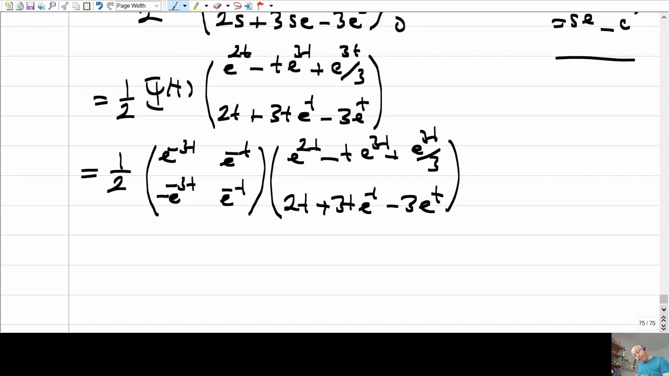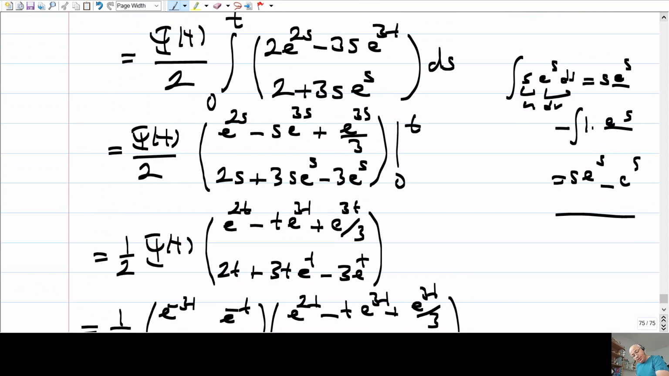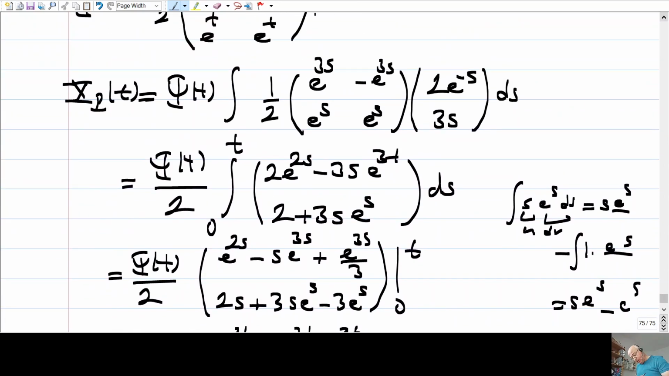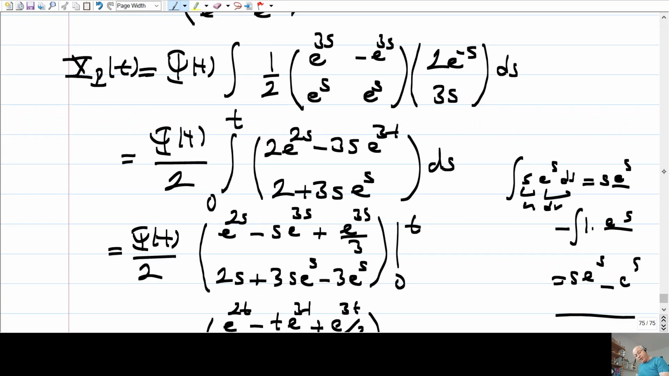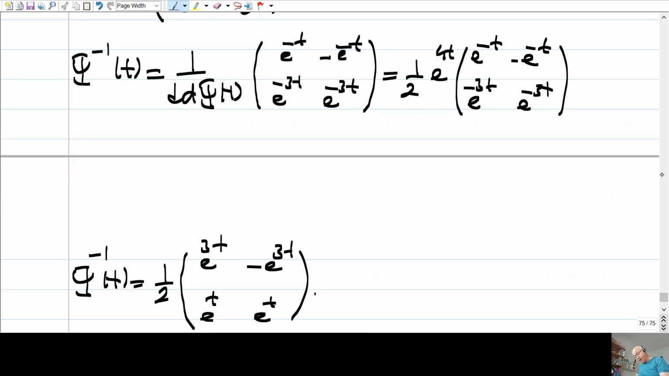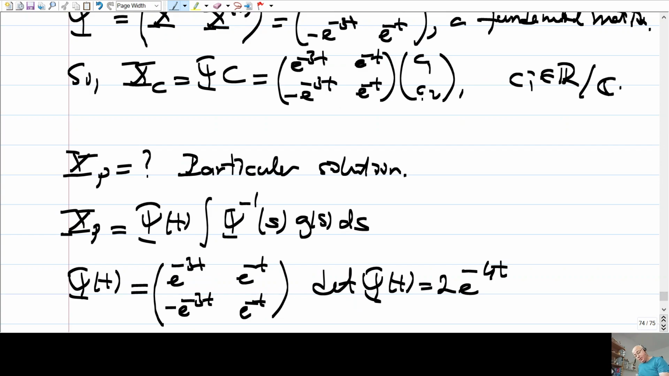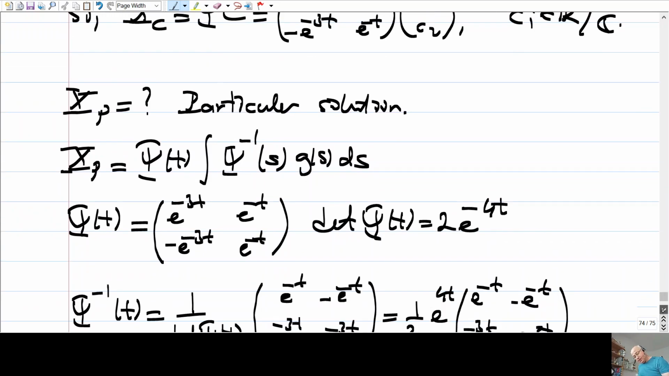So it is this one. You have to do also this multiplication, and this is your xp. Okay, so this is my xp, the particular solution, and the general solution is nothing but the complementary plus the particular. Okay, the complementary solution was the fundamental matrix times this. So you see here I have already C1, C2 multiplied with the complementary matrix.